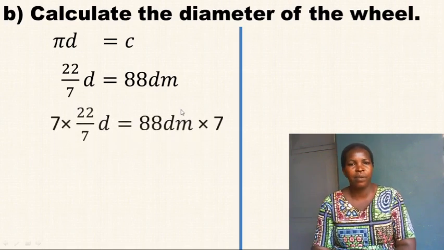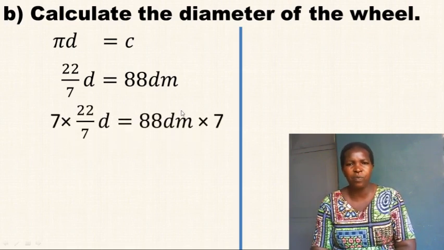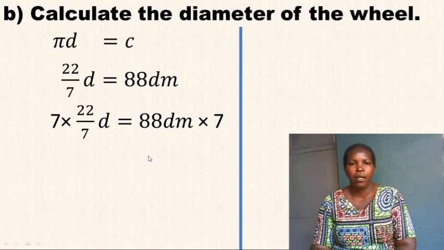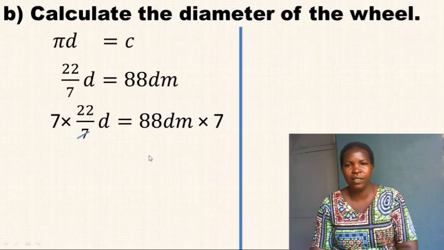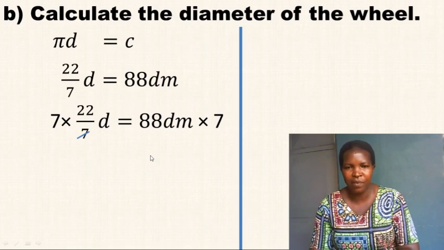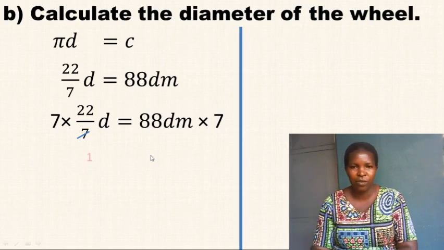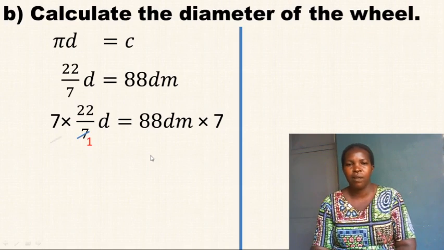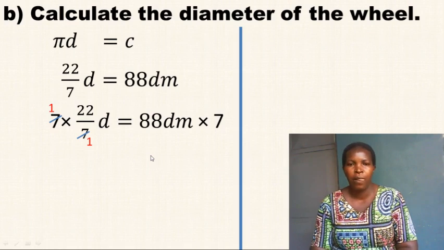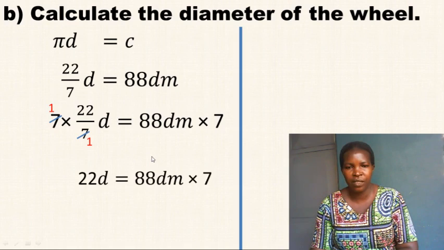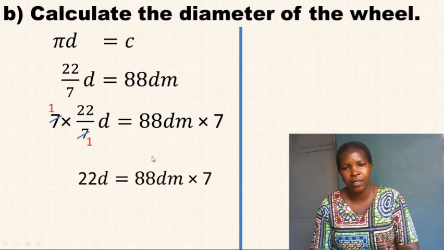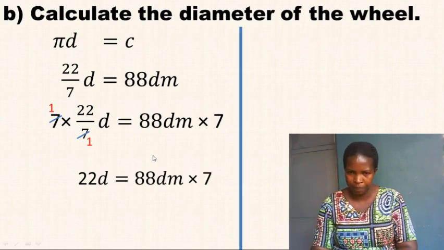In the next step, my dear boys and girls, we shall eliminate the 7 by multiplying it on both sides. We shall remove the denominator 7 by multiplying it on both sides. At that stage we shall need to cancel. What is 7 divided by 7, everybody? Good. That one gives us a 1. How about 7 divided by 7? Good. We shall come up with a 1. 1 times 22d, this will give us 22d equals 88 decimeters times 7.